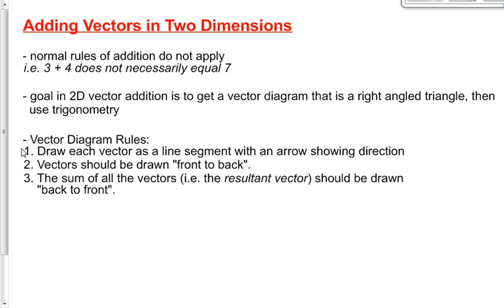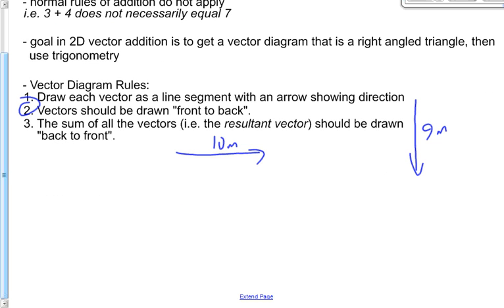Big rule that I want to emphasize again when we're drawing those vector diagrams: front to back. Remember, when we're drawing 2 vectors, we've got to draw them front to back. Let's say we've got one to the east that's 10 meters, and another one to the south at, let's say, 9 meters. There's a couple of options that we can draw these, 2 options that are correct and 2 options that are incorrect. I'm going to draw 4 different possibilities here, and I want you to tell me which one or ones are correct.